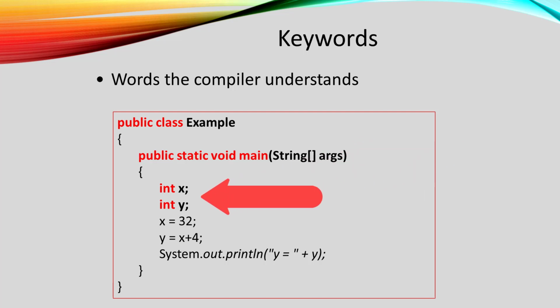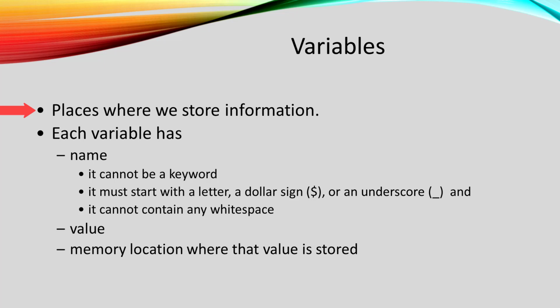The int keywords are the first keywords we really need to understand, but we need a little background before we can do that. Anytime we want the computer to remember something, you store it in a variable. Every variable has 3 things. It has a name, and there are some very specific rules for how we make those names. It can hold exactly 1 value, and it has a memory location where that value is stored.